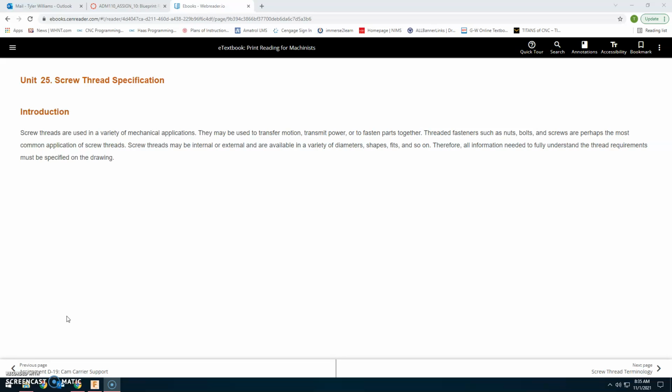Threaded fasteners such as nuts, bolts, and screws are perhaps the most common application of screw threads. Screw threads may be internal or external and are available in a variety of diameters, shapes, fits, and so on. Therefore, all information needed to fully understand the thread requirements must be specified on the drawing.